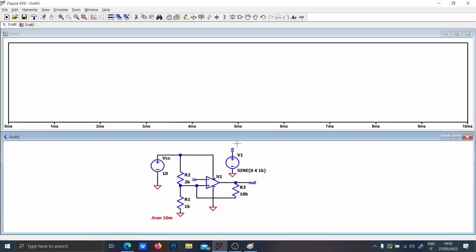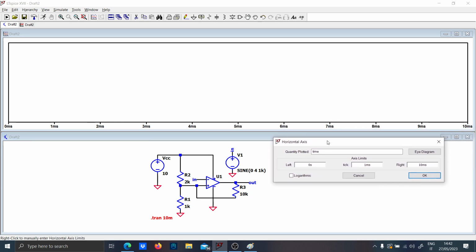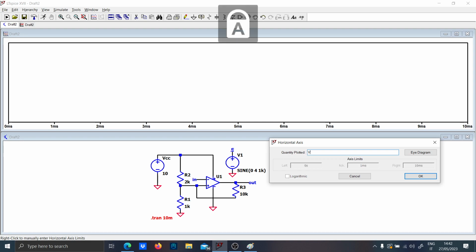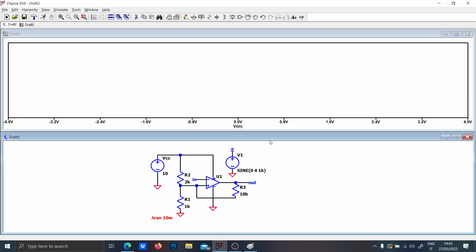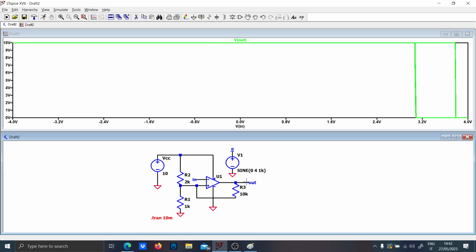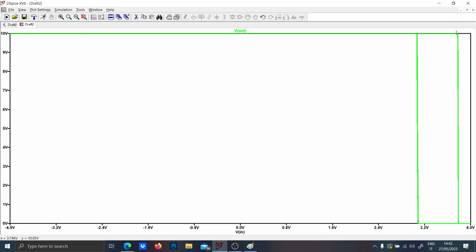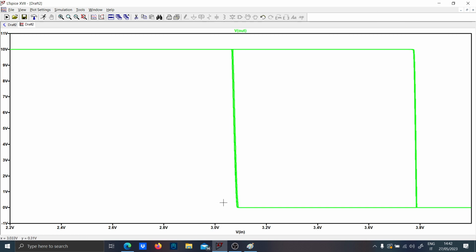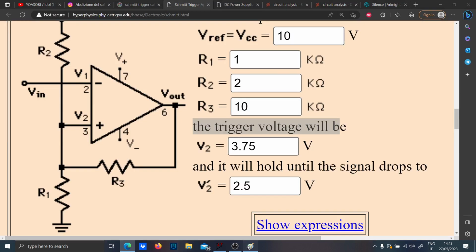So before proceeding any further, I will suggest that on the quantity plotted, instead of time, you put Vin, and here on the y-axis, you put the output voltage. So this is the key role of your design. You see that, let me zoom on it, you have the hysteresis voltage, and you have also the real meaning of this. So now you have a real translation.